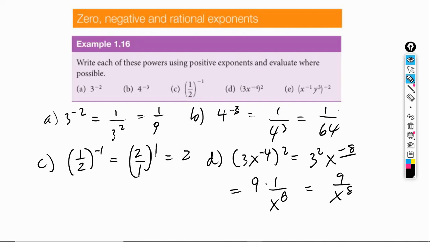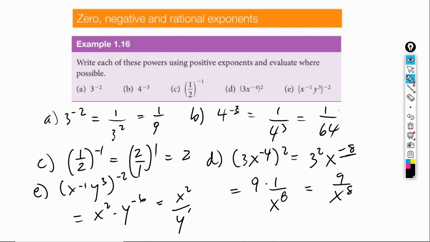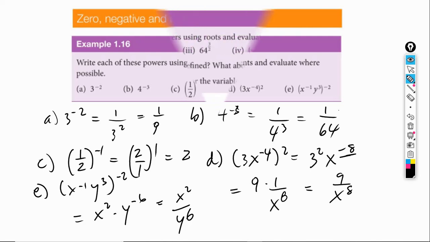And finally, we have example E, where they have x to the minus 1 times y to the 3, and this to the negative 2. So what I would suggest you do is multiply the exponents first, and you're going to get x squared times y to the negative 6, and we can just rewrite this as x squared over y to the 6. Now notice that we cannot simplify the exponents or do anything with the exponents here because these are different bases.